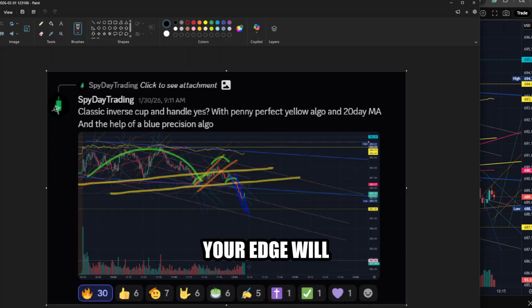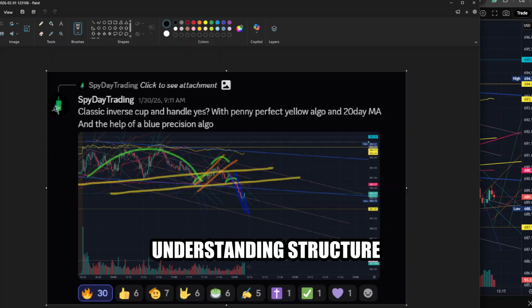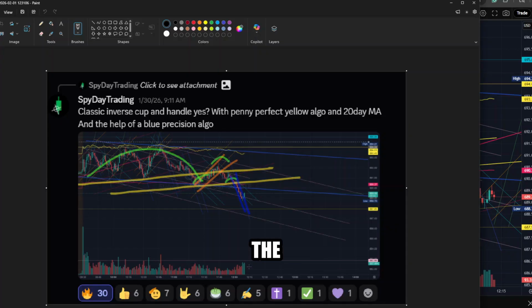Your edge will come in understanding structure and identifying the algorithms. This is going to help you be a better trader, not be a guesser or a gambler or using your bias. We encourage you to keep following.